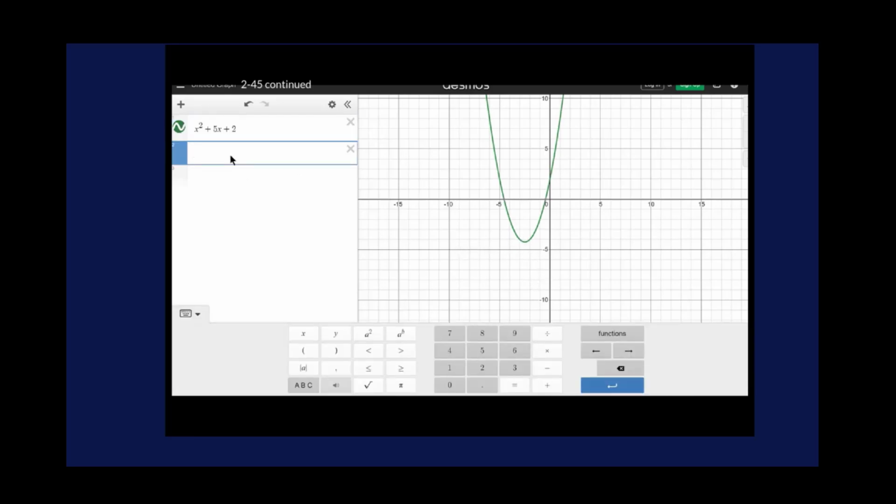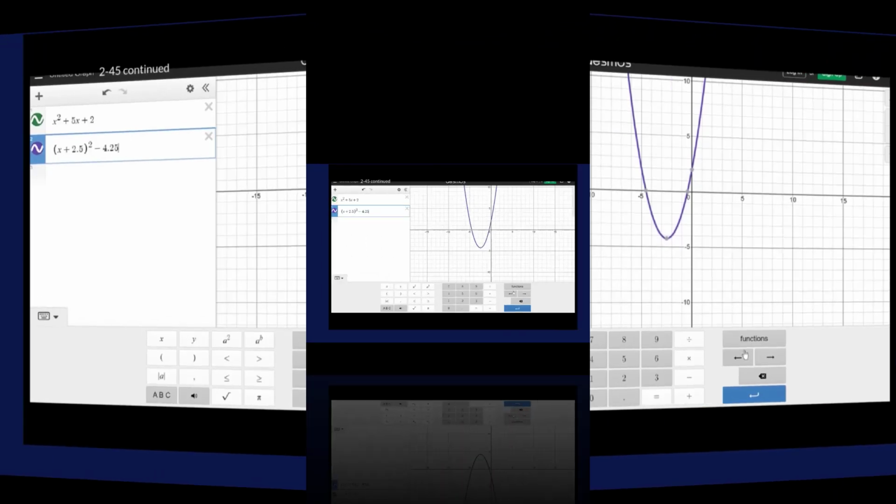But let's just make sure that the graph we came up with also fits. So that's going to be x plus 2.5 squared, and notice it's lining up, and now all I have to do is put the minus 4.25, and once the purple shows up, the green goes away, and you know you have the same equation. And that is proving that what we did with the decimals is correct, and these two equations are equivalent.